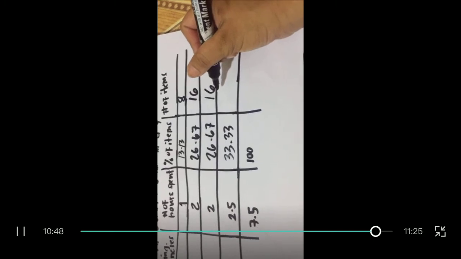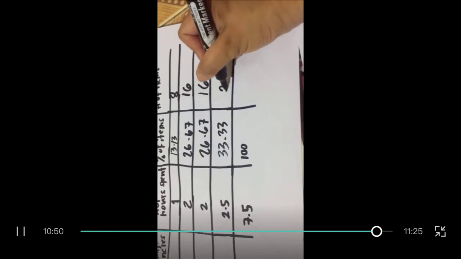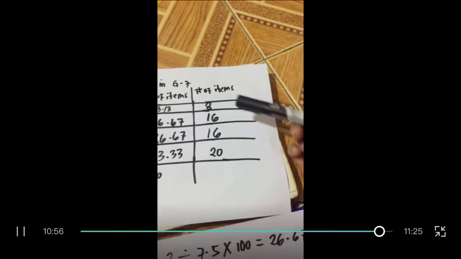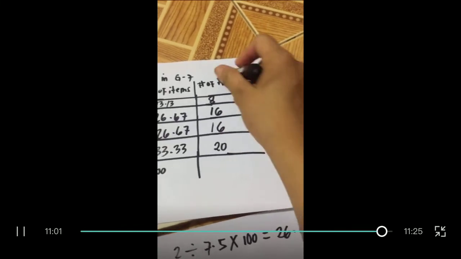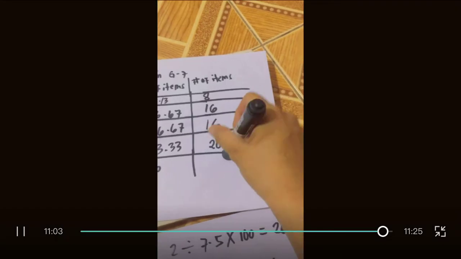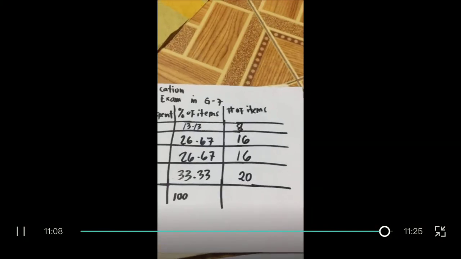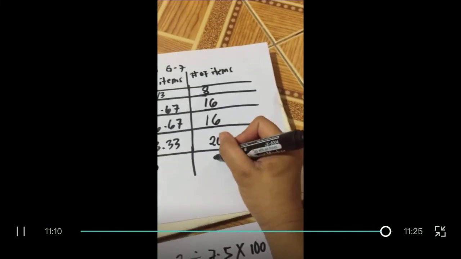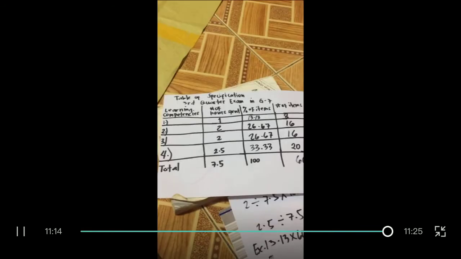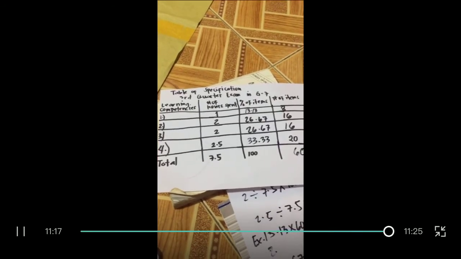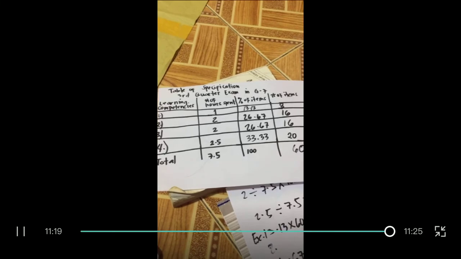So the number of items we have is 8, 16, 16, and 20. The total is 60 items. So that is my example of a table of specification.